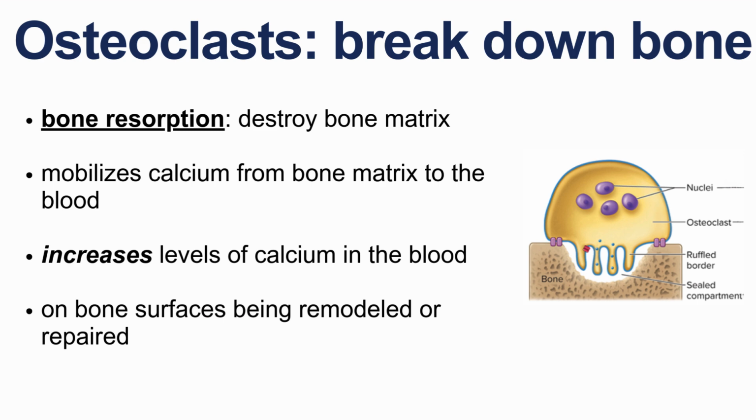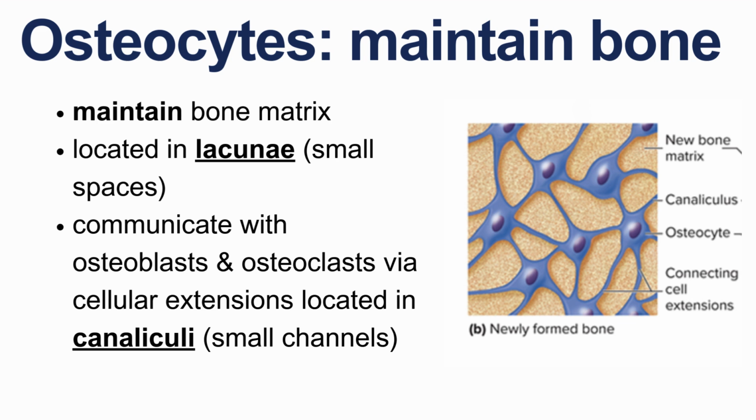Finally, let's examine osteocytes, the cells that maintain the bone once it's formed. Osteocytes are mature bone cells embedded in small spaces or lacunae in the bone matrix. They maintain the bone matrix. But what does that mean? Osteocytes sense mechanical stress, and then they communicate with osteoblasts and osteoclasts, where the bone needs to be strengthened or resorbed.